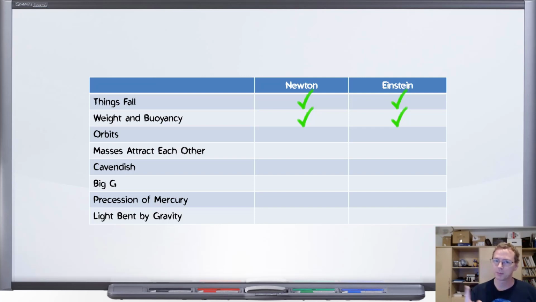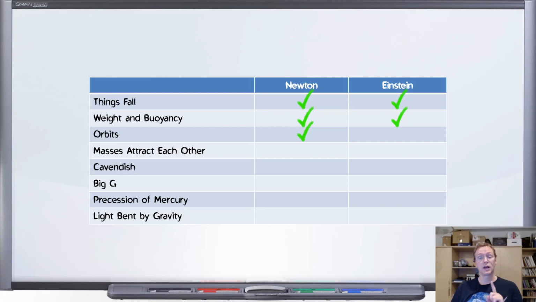How about the orbits of the planets? The orbit of the moon. Newton derived his equations from the orbits of the planets, so in general, he had a pretty good lock on those. With the exception of Mercury, I've got listed down here. We'll come back to Mercury.